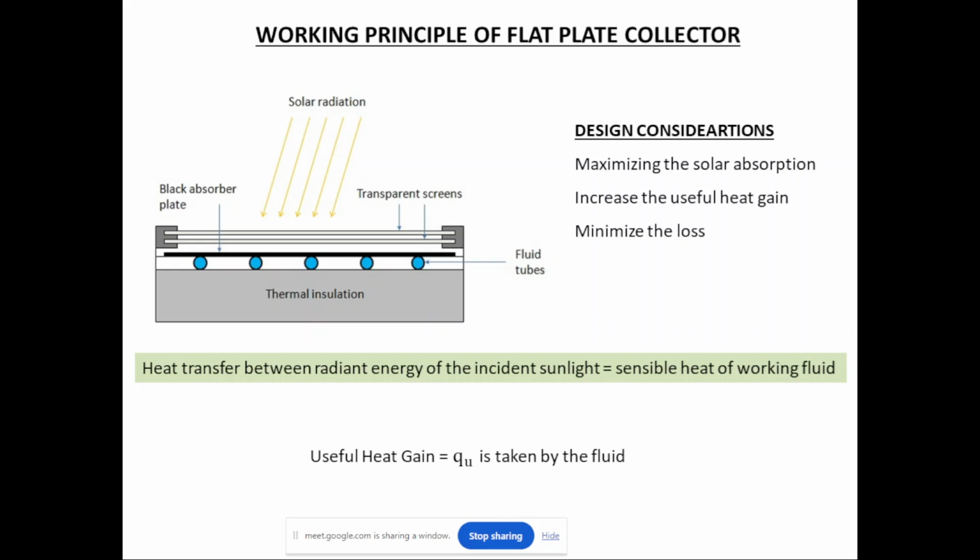So this is the working principle of a flat plate collector. Here you have a thermal insulation, the fluid tubes, a black absorber plate, and a transparent screen, and then the solar radiation hits your surface, and the energy can be stored. It's a very simple process. The main mechanism governing the flat plate collector is that the heat transfer between the radiant energy, that is the incident sunlight, is equal to the sensible heat of the working fluid. This heat energy will be taken up by the working fluid.